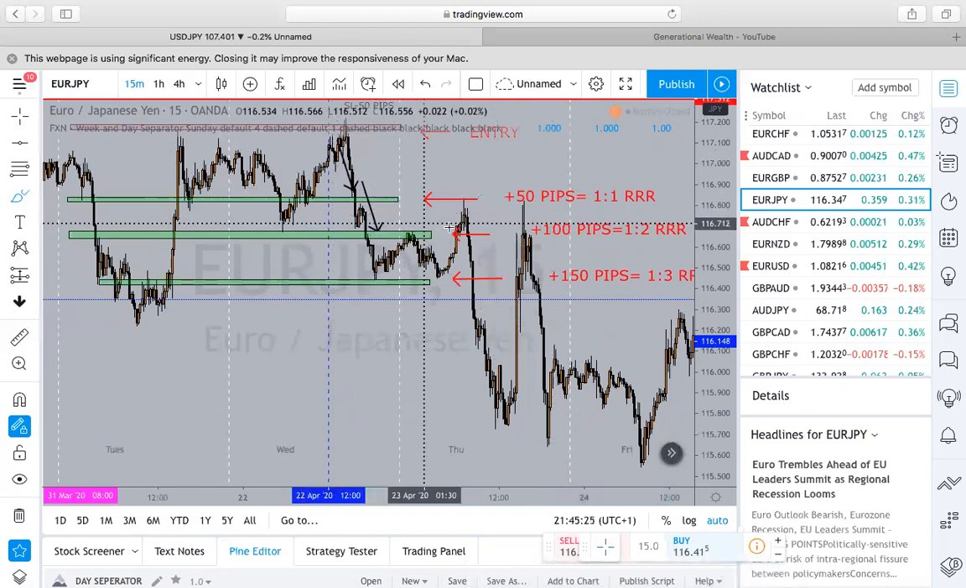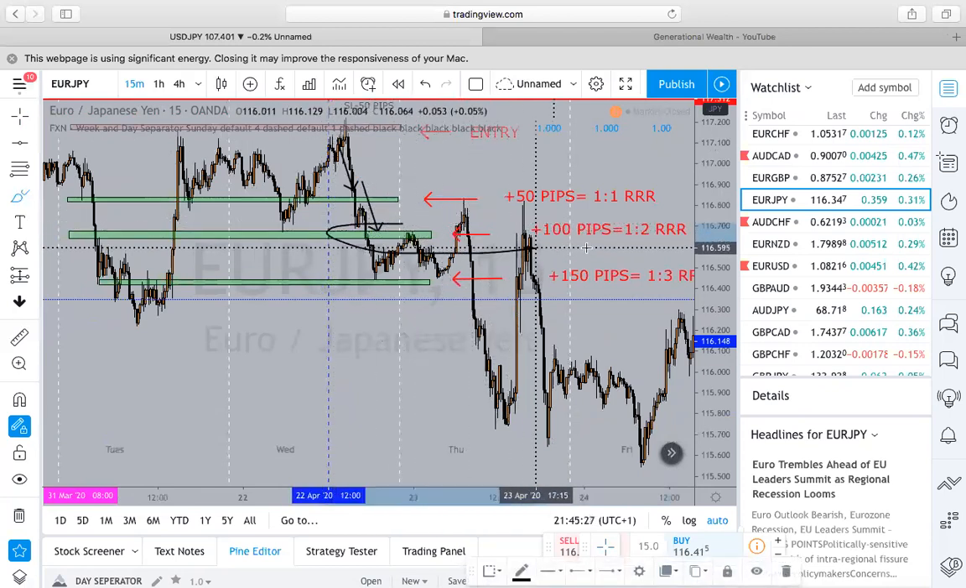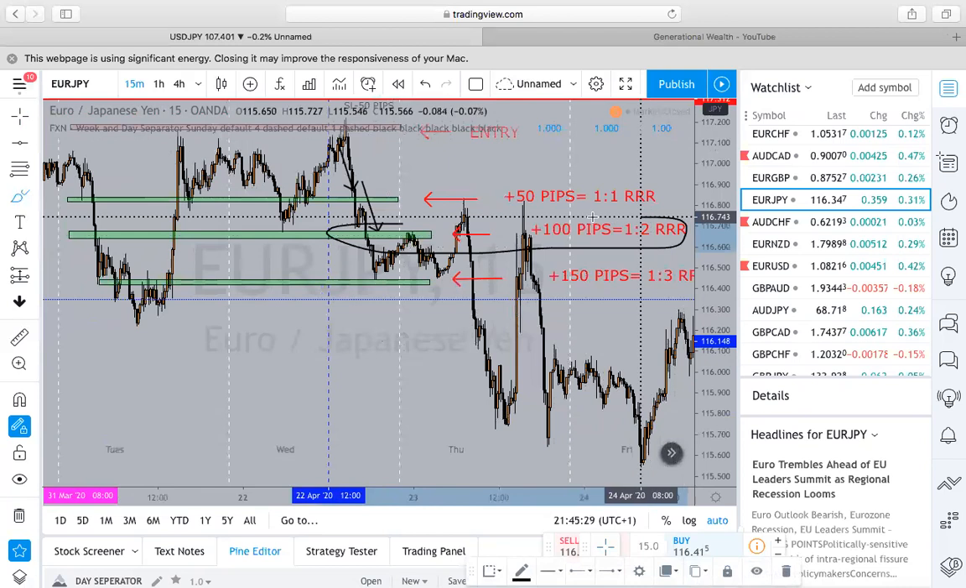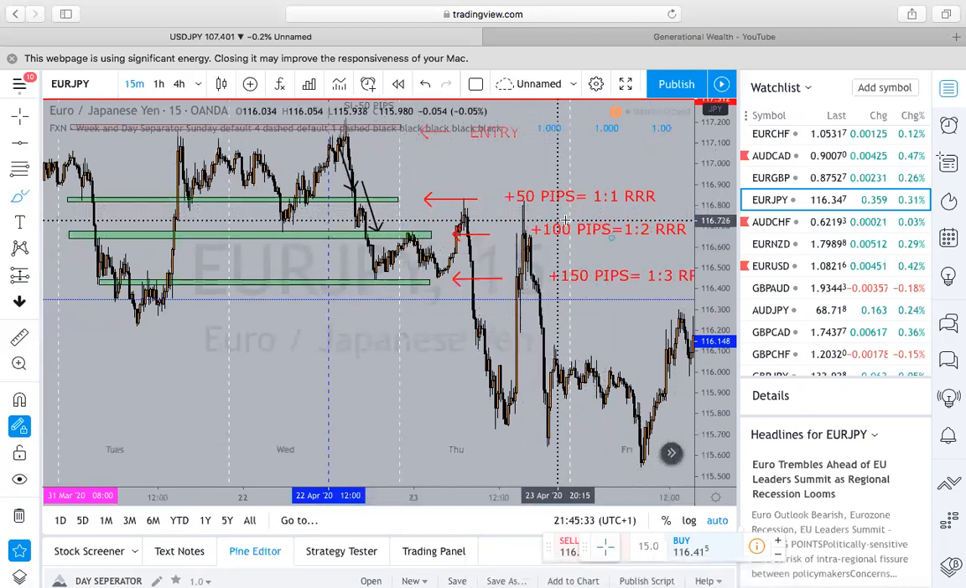Price moves again to the next zone here. Now we have gained 100 pips, which is making that risk to reward, again, risking the 50 to gain 100. We're at a 1-to-2 risk to reward ratio.